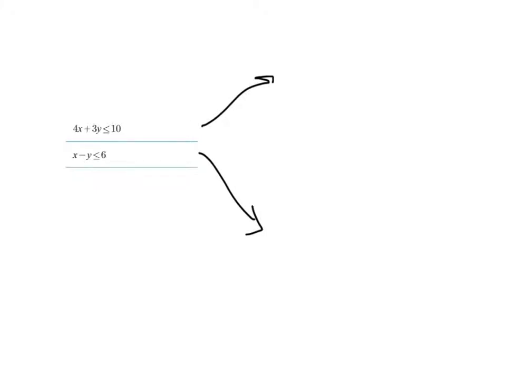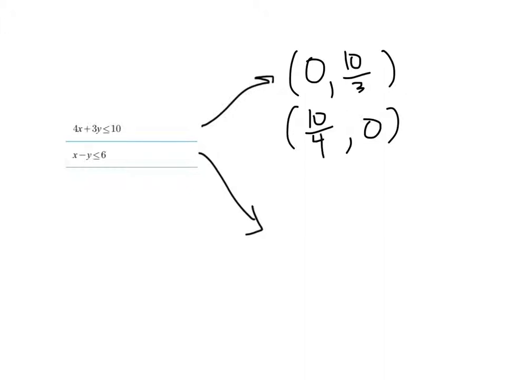Let's have a look at these two equations. 4x plus 3y is less than or equal to 10, and we're going to add in x minus y is less than or equal to 6. So if you remember from the previous video, what we have to do is find our zeros first. So can't go wrong with that. And again, we used this one last time, so it's 10 thirds and 10 over 4, which is 3 and a third and 2 and a half.